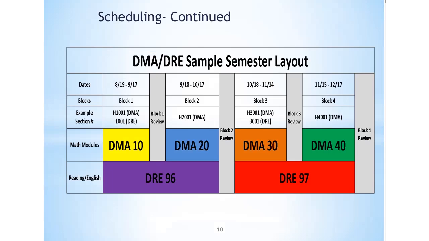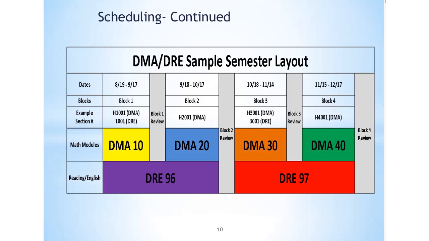You will see that what we had to do is put under block 1 H1001, which was the DMA, and then the DRE. The 1 indicates what block it's in, so we put block 1 as the first 4 weeks, block 2 the second, 3 the third 4 weeks, and then 4 the fourth. So you can see how we've gotten these broken up to meet the needs of the DRE and the DMA.